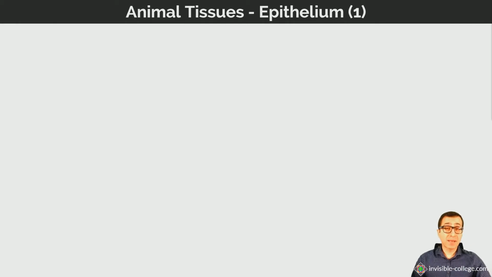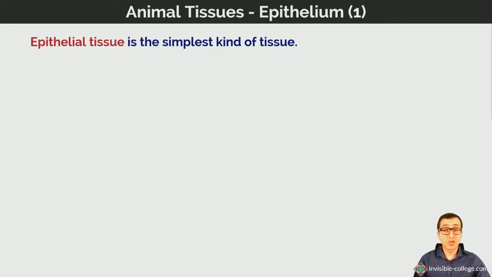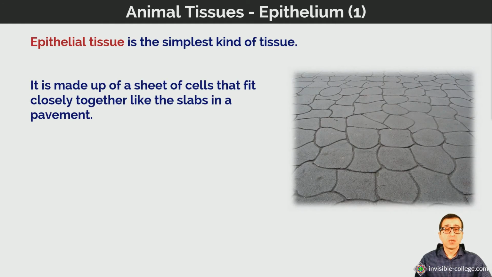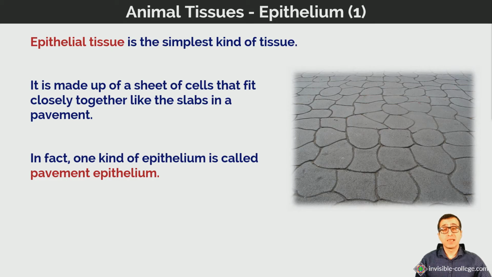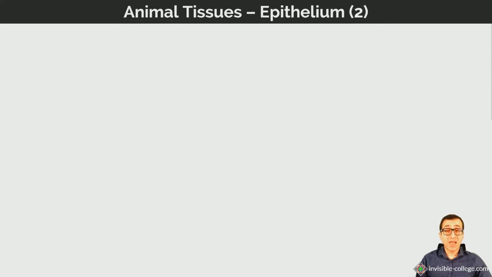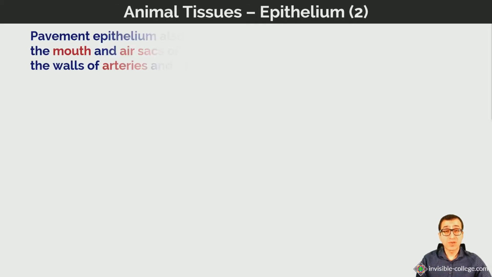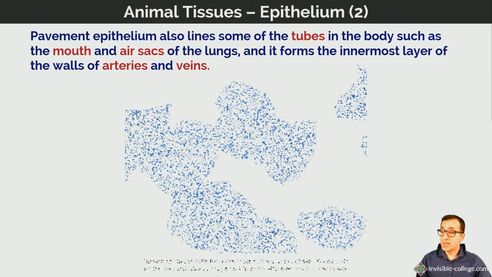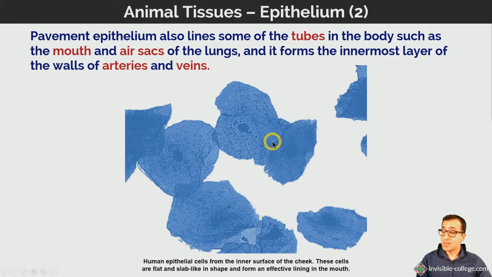So epithelial tissue is perhaps the simplest type of animal tissue. It's made up of a sheet of cells that fit closely together, kind of like the slabs in a pavement. So in fact, one type of epithelium is actually referred to as pavement epithelium. Pavement epithelium is found covering the body surface and various organs. Now, pavement epithelium also forms the lining of some of the tubes in the body, such as the mouth and also the air sacs in the lungs, and it also forms the innermost layer of cells in the walls of arteries and veins as well. So here we can see a micrograph with stained epithelial cells from a cheek swab.